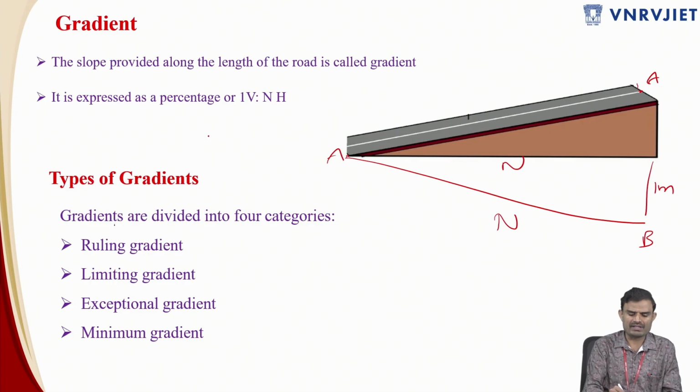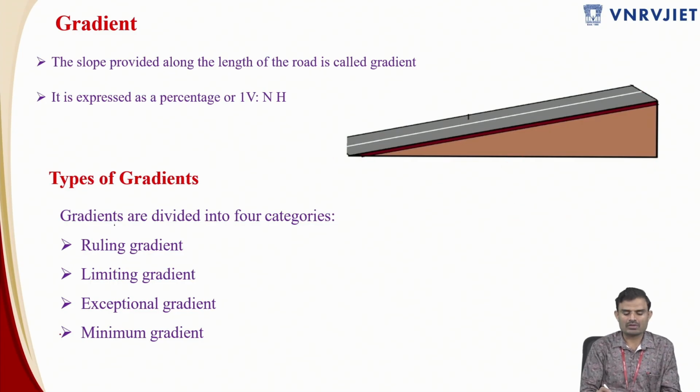There are different types of gradients. Generally, the different types of gradients provided in highways are the first one, ruling gradient, next limiting gradient, and next exceptional gradient, followed by the last one, minimum gradient. Among the first three categories, the gradient keeps increasing in this order: ruling gradient will be less than limiting gradient, and exceptional gradient will be higher than limiting gradient. The minimum gradient is provided for some other purpose.